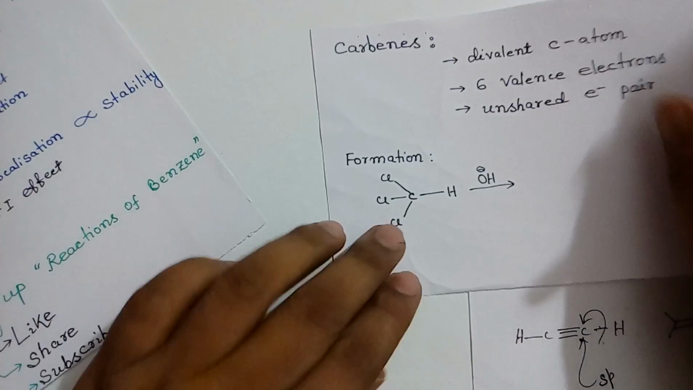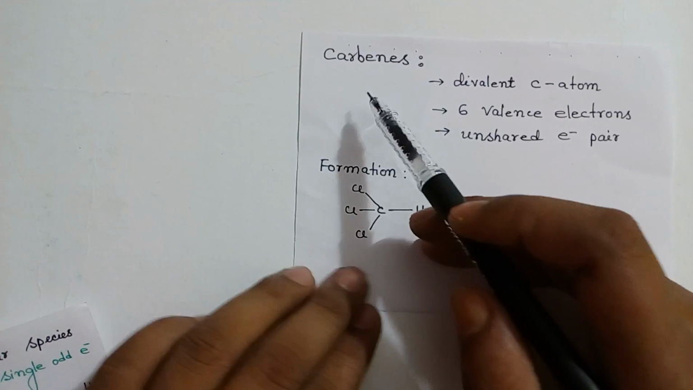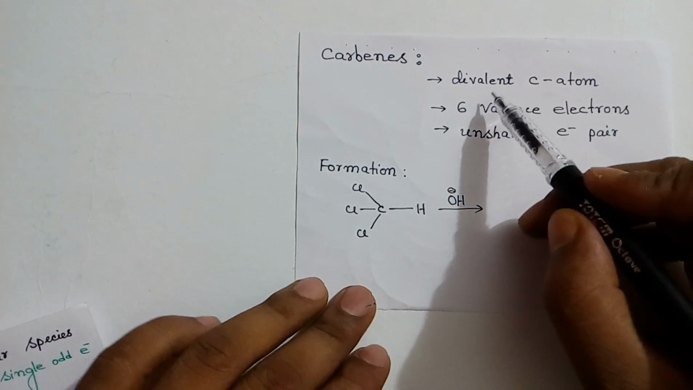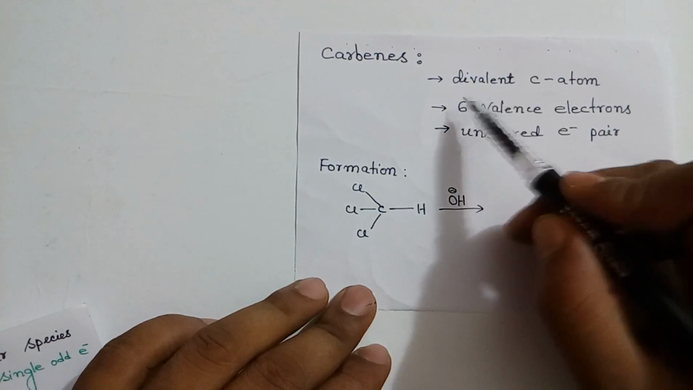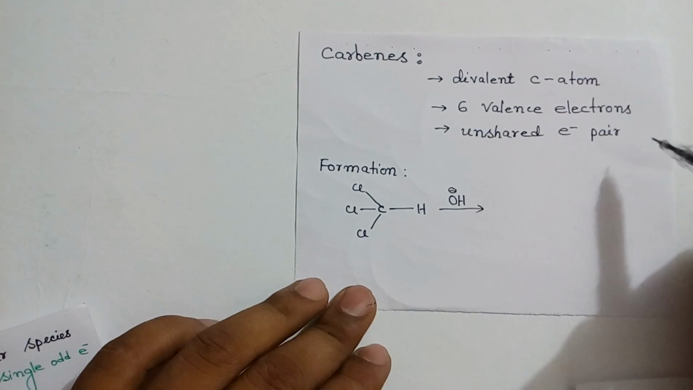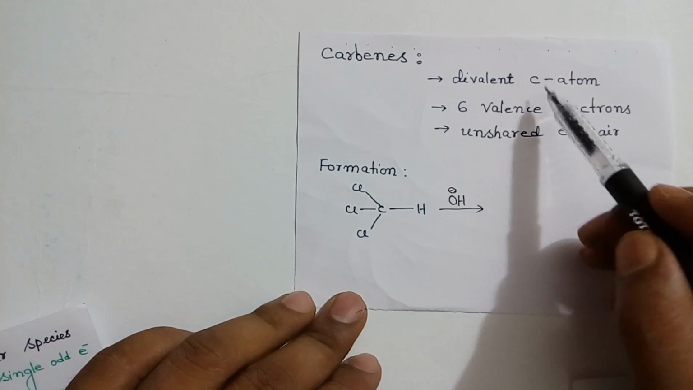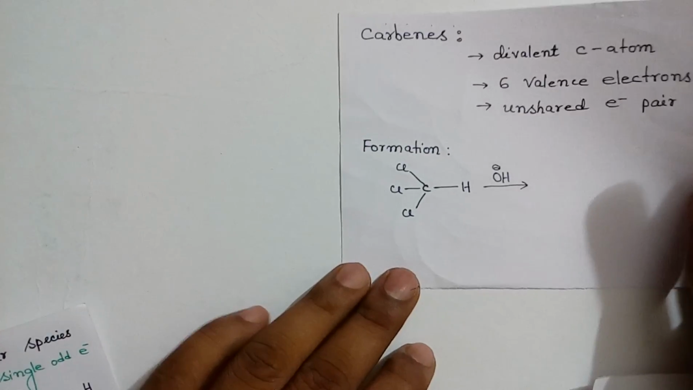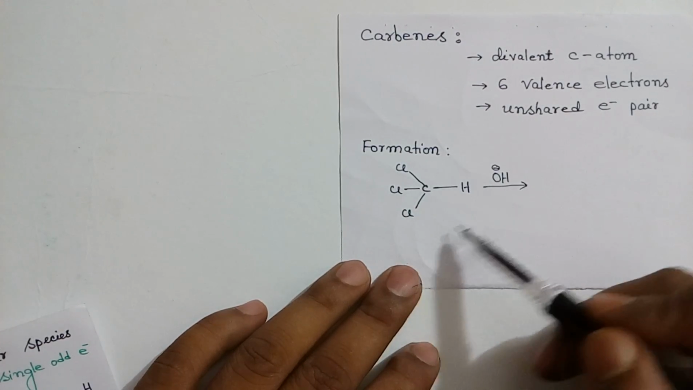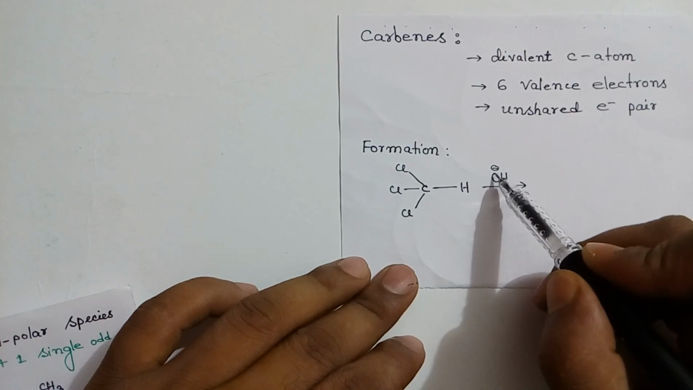Coming to carbenes, carbenes are those reaction intermediates where carbon is divalent, and the carbon has 6 valence electrons and an unshared pair of electrons. So how are carbenes formed? Let's take an example. You treat chloroform with a base.